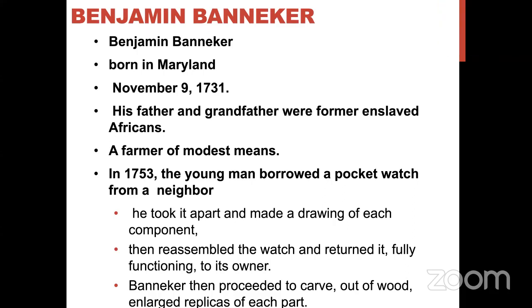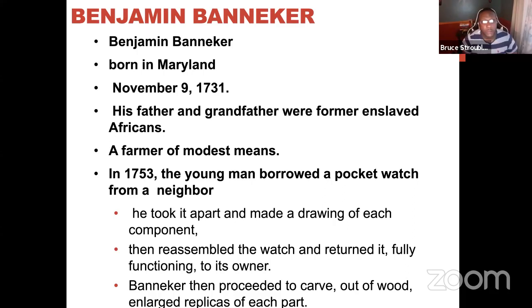Oh, okay. All right. So Benjamin Banneker is an interesting individual. He's born in Maryland in the 1700s. His father and grandfather were both former slaves. He was a farmer. In 1753, he bought a pocket watch from one of his neighbors, took it apart, made a drawing of each component, and then reassembled this watch, returning it fully functioning to its owner, and then proceeded to carve out of wood large replicas of each part.